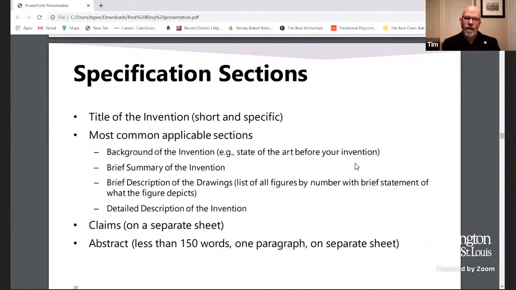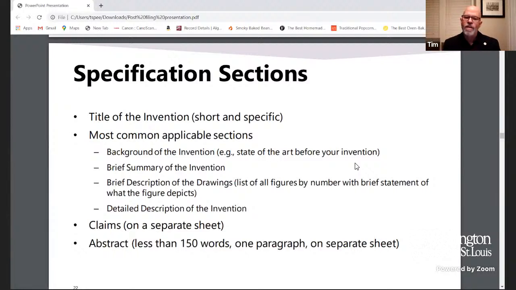And then we get into the meat of the specification, which is the detailed description. There you're really going to set forth all of the embodiments of your invention in much more detail, everything you specifically want covered. You'll describe the drawings and all of the numbers and all the elements of the drawings in much more detail here, and you relate that to the overall invention. Okay, so that's the specification.